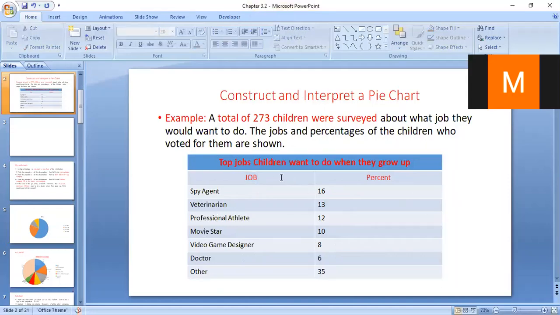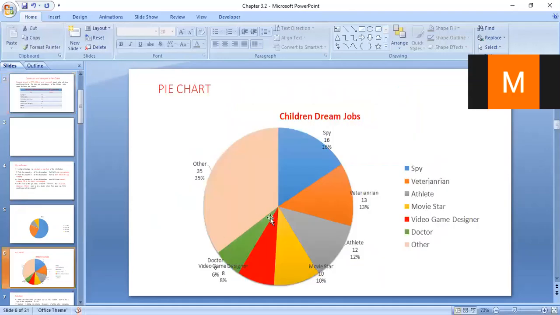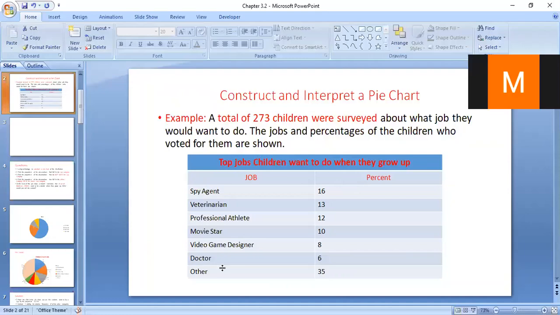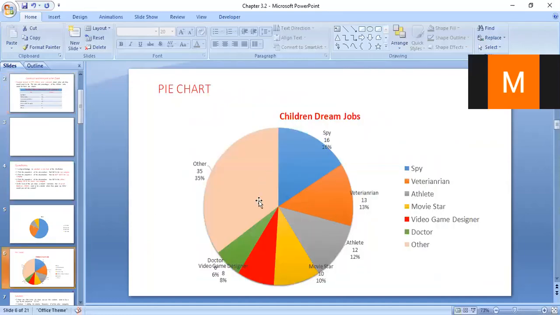Look on the table. When you create a pie chart, you go to the Word document and insert these numbers, and then you will get the pie chart assembly. You insert the information and then you will get the pie chart, this one.